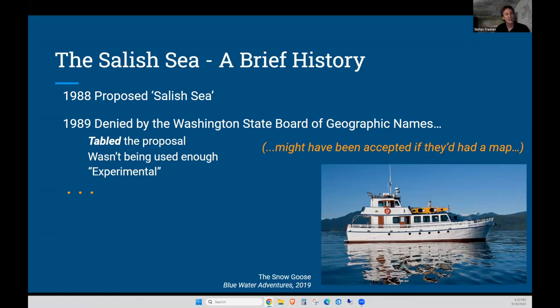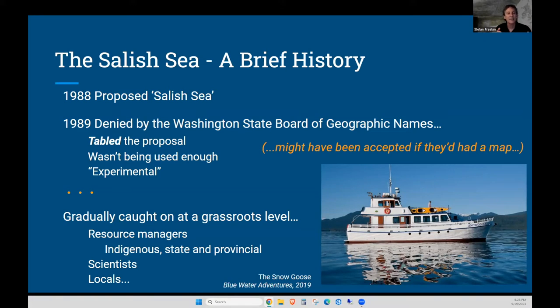So Burt, again, he'd given it a college try. Shortly thereafter, he retired from the university. This is the Snow Goose, which is his boat he captained, doing educational ecotourism up in Alaska. I think he had given it a good shot, but he wasn't going to lose a whole lot of sleep over it, right? You try, you win some, you lose some. And so he heads off to Alaska, and a funny thing happens while he's out and about on the Snow Goose, and that is that the name actually was a good idea, and it did catch hold, increasingly at that grassroots level, and most notably among the resource managers, which is to say the indigenous, state and provincial forest managers, the scientists at the university, and the locals. They liked that term. It was a good idea.